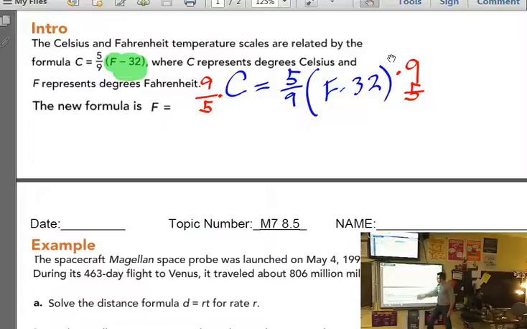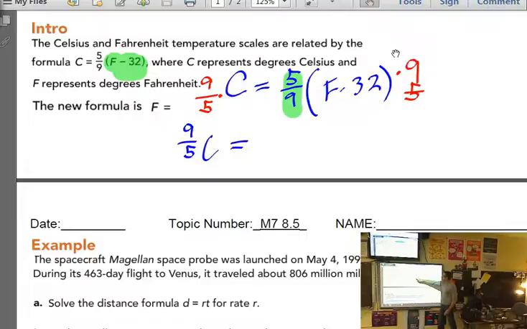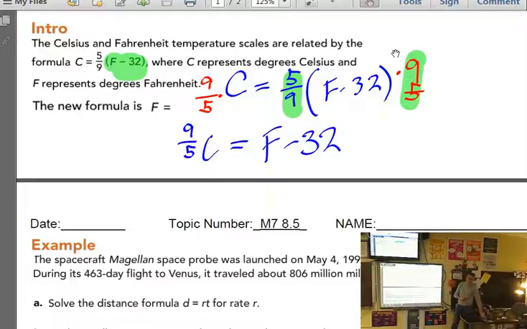Now my left-hand side is 9/5 C, while my right-hand side has gotten simpler. The 5 on top and bottom cancel each other out. The 9 on top and bottom cancel each other out. And my right-hand side is just F minus 32. What, Mr. Smith, do I do now to get the F by itself? You subtract 5, or you add 32. We add 32.